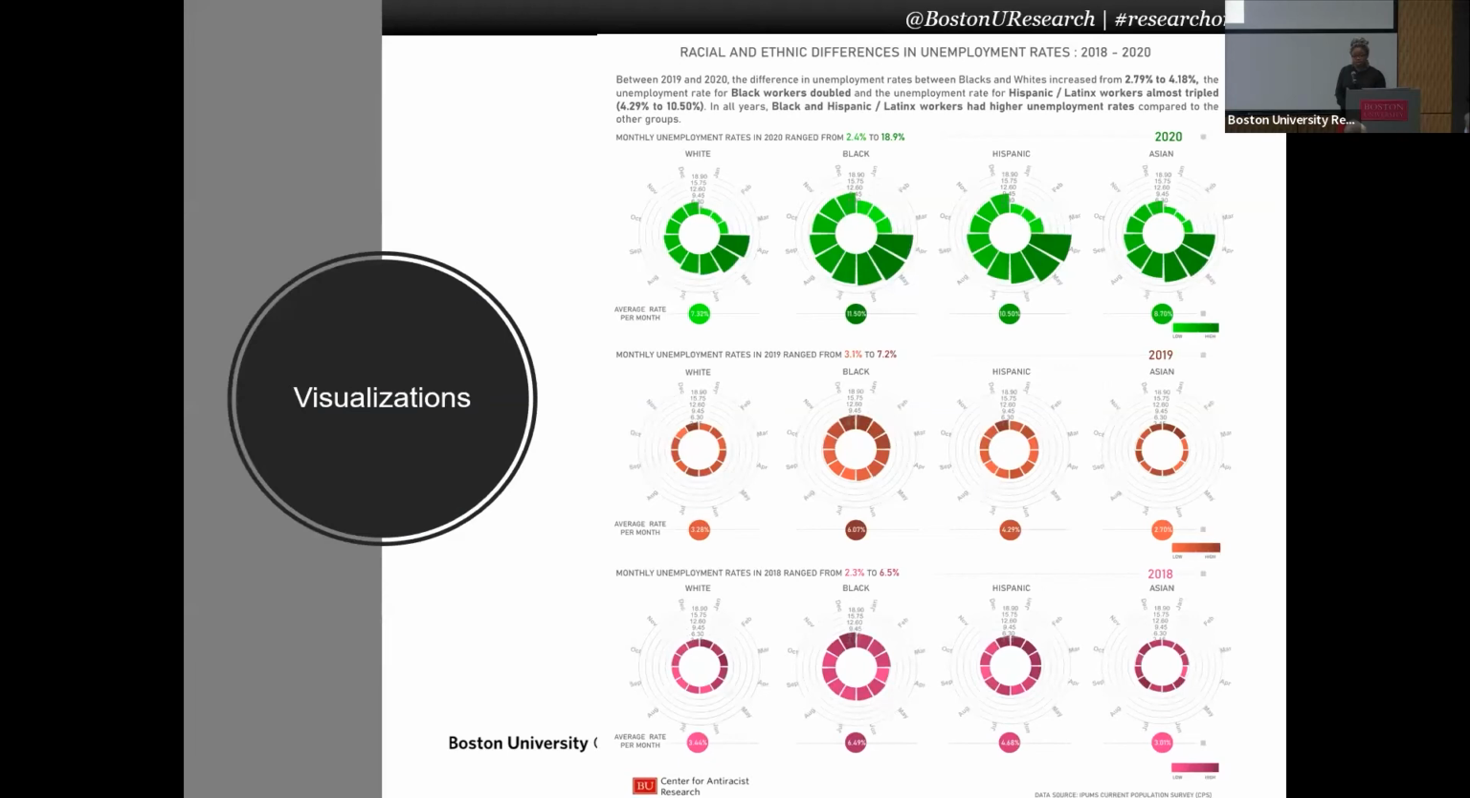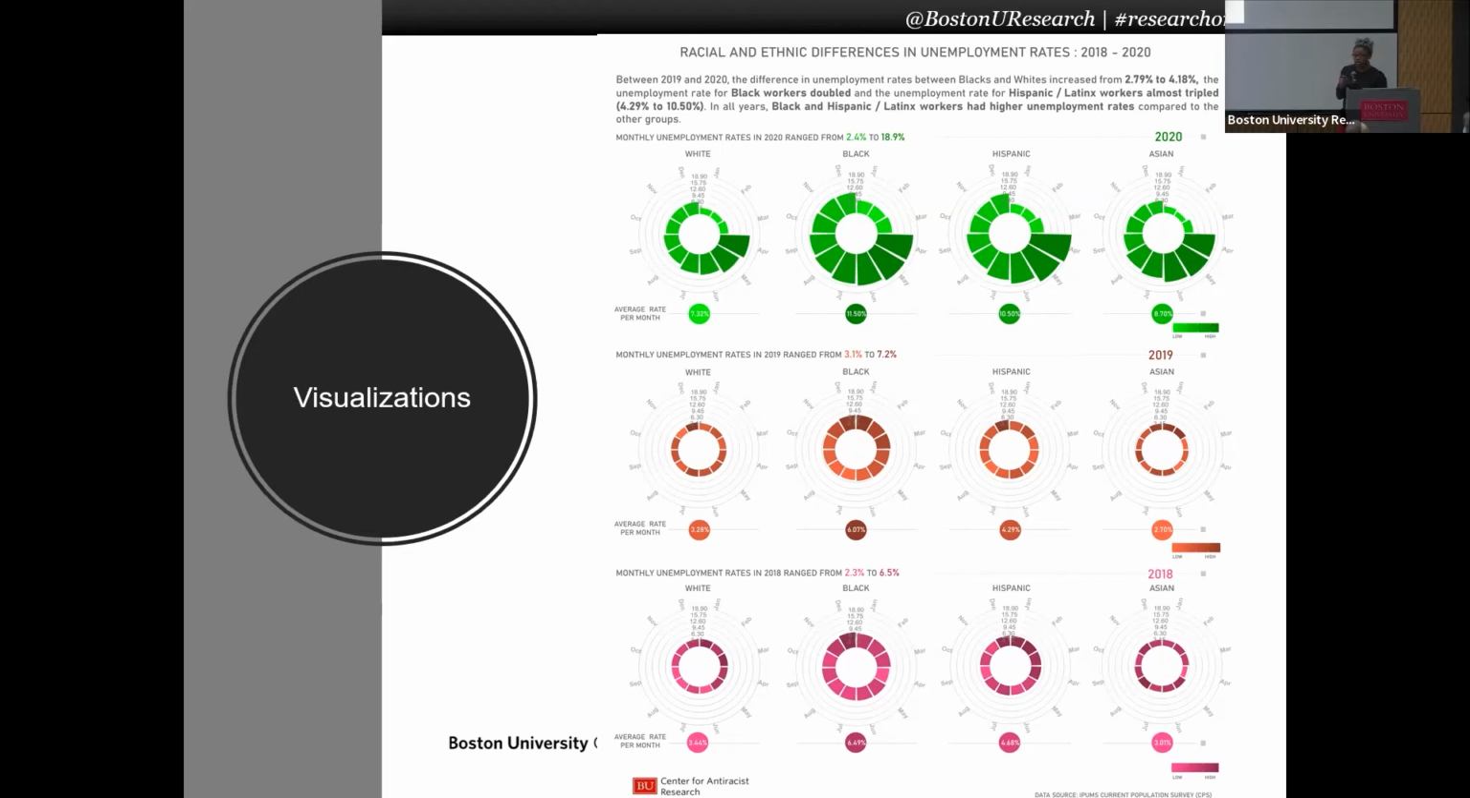We're creating visualizations as well for stakeholders to be able to understand this data and use this data. So on the screen, you have a static visualization. We also have interactive visualizations. So this shows you racial and ethnic disparities in unemployment from 2018 to 2020. And this goes from bottom to top. The colors go from light to dark. Darker colors indicate higher values.